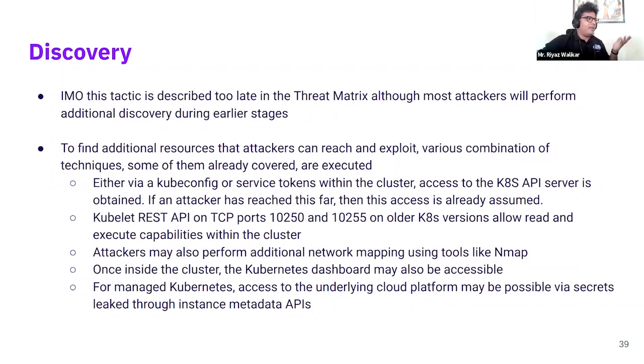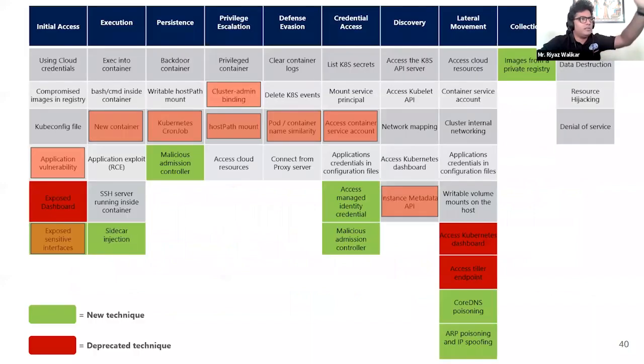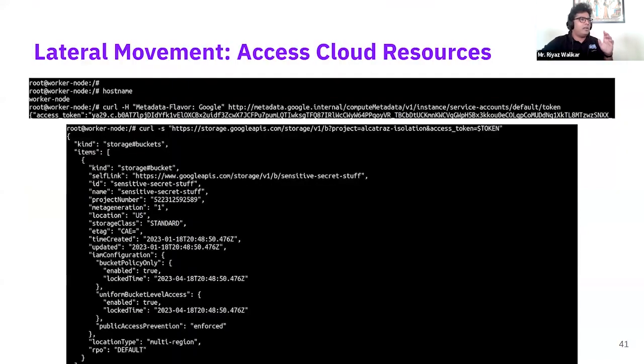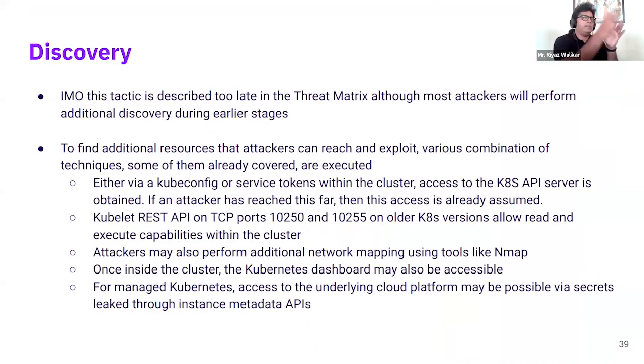In my opinion, this tactic, as I've said, is described too late in the threat matrix, although most attackers will have already performed a bunch of these additional discovery steps as soon as they gain access. Like imagine in execution, you've gained access to a pod, right? I've seen a lot of attackers go and run Nmap and other network mapping tools. They try to access the Kubernetes dashboard internally. They try and access the Kubernetes API. They access the API server by extracting the service account token. So discovery is a little late in the chain, but specific in this context. If you look at discovery, you're trying to find out more, right? You're trying to figure out what additional resources you can go and hack and break into.